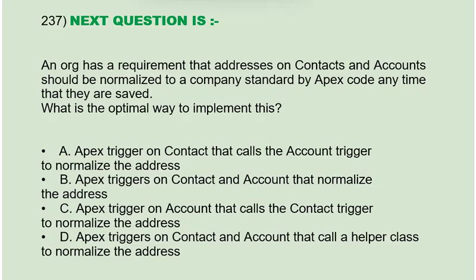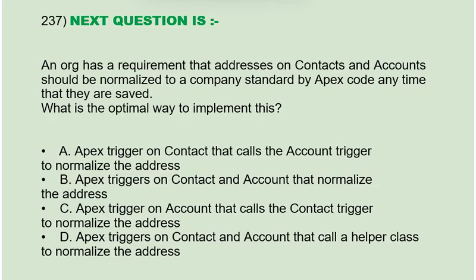Question is an org has a requirement that addresses on contracts and accounts should be normalized to a company standard by Apex code anytime that they are saved. What is the optimal way to implement this?